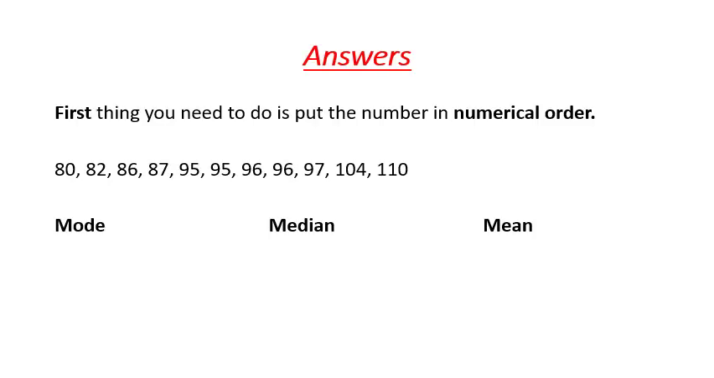Okay, so let's see how you went. Well, remember the first thing you need to do is you need to put the numbers in numerical order, okay, as we've put just here. So from smallest to biggest.